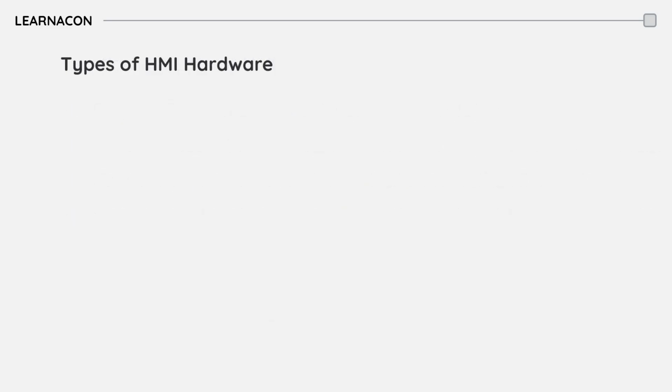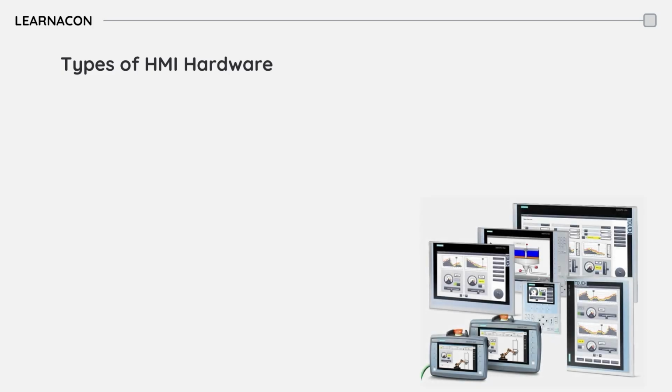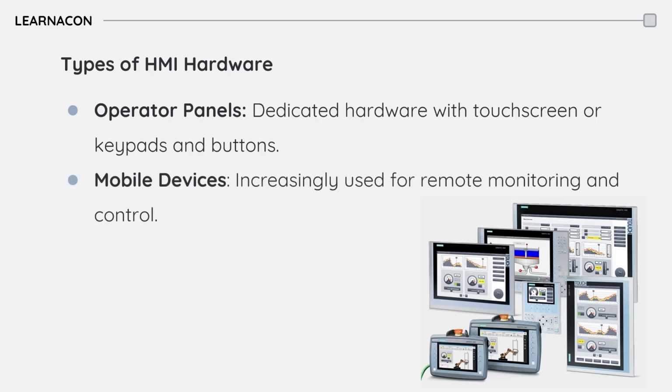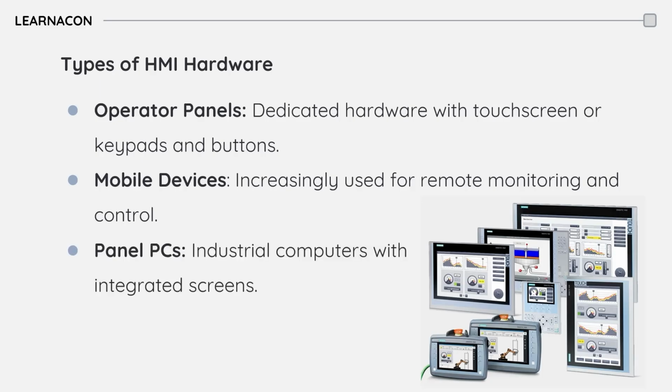HMIs come in various hardware forms. There are different types of HMI panels to suit variable needs. Operator panels are dedicated hardware with touchscreens or keypads and buttons, perfect for on-site control. Mobile devices, similar to tablets and smartphones, are becoming popular for remote monitoring and control, giving operators flexibility. Panel PCs are industrial computers with integrated screens, offering robust performance for demanding industrial applications.